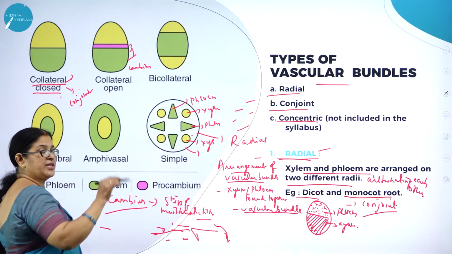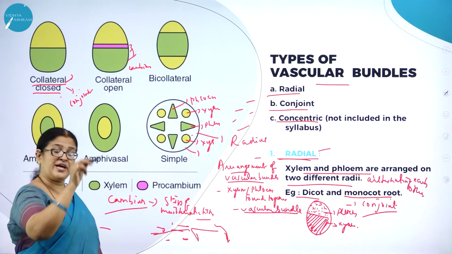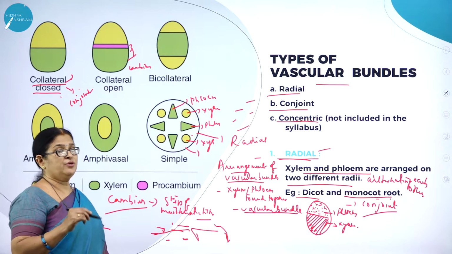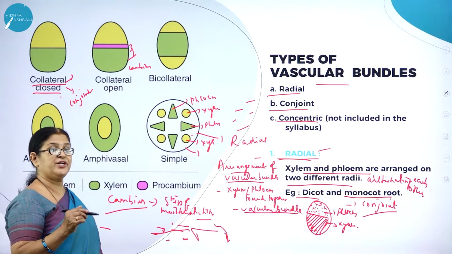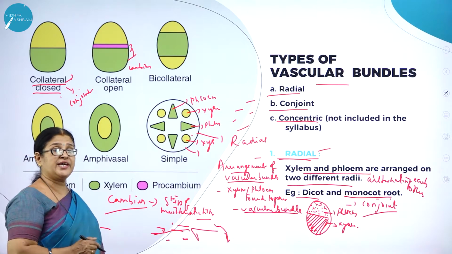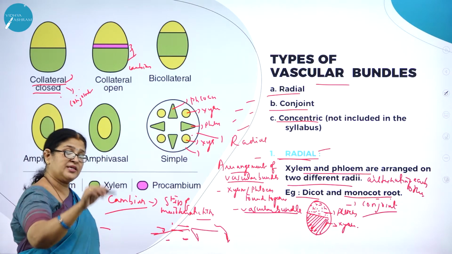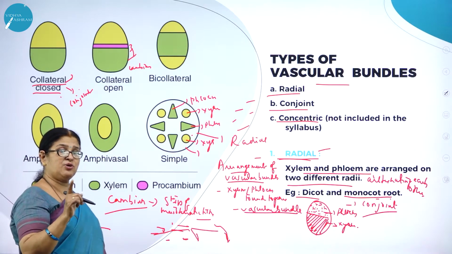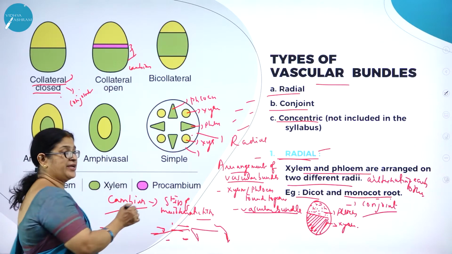So the cambium ring is very important for the formation of annual rings. I hope you know that there is one branch of biology called dendrochronology, which deals with the study of the age of the tree. How do we assess the age of the tree? By observing the number of annual rings. One ring is equal to 1 year. So one cambial ring is equal to 1 year.